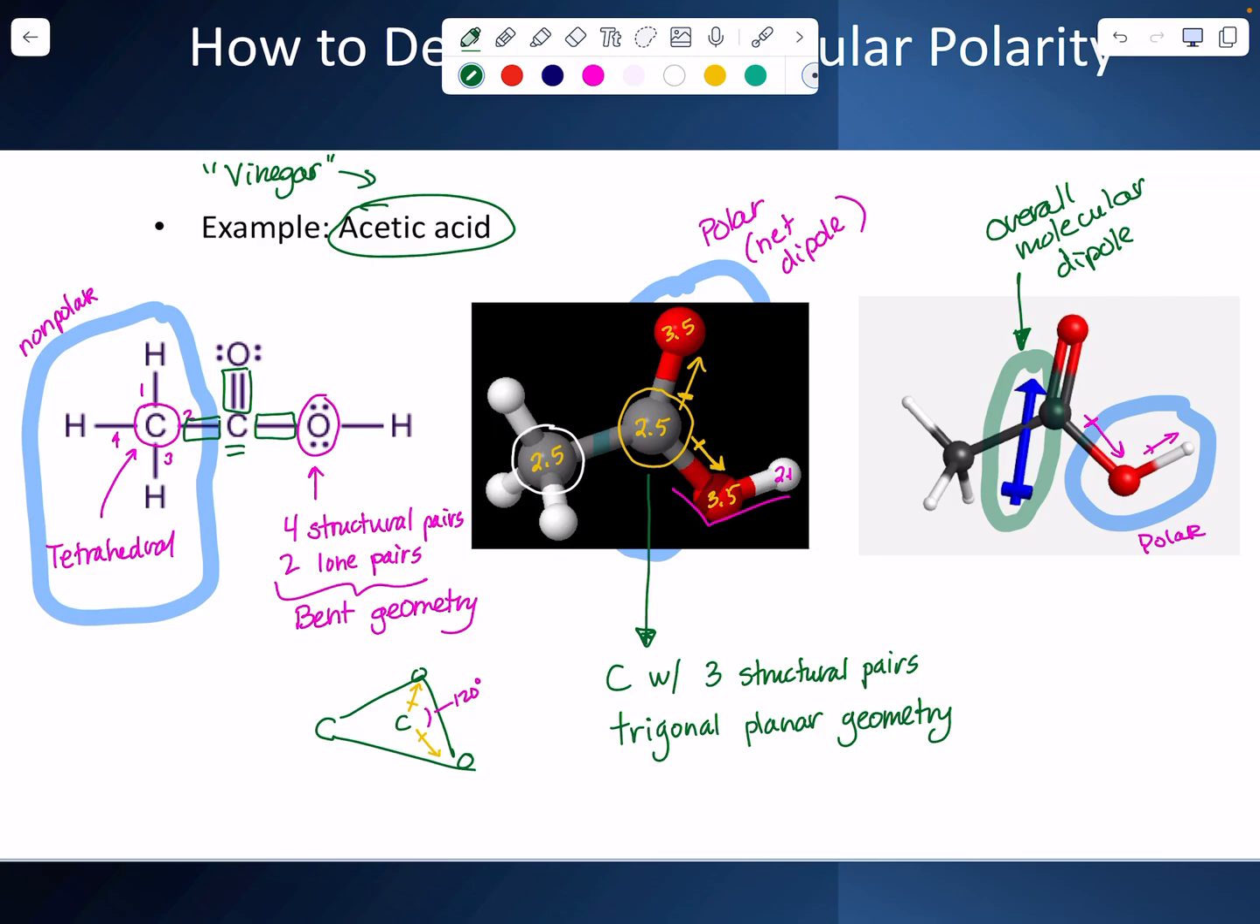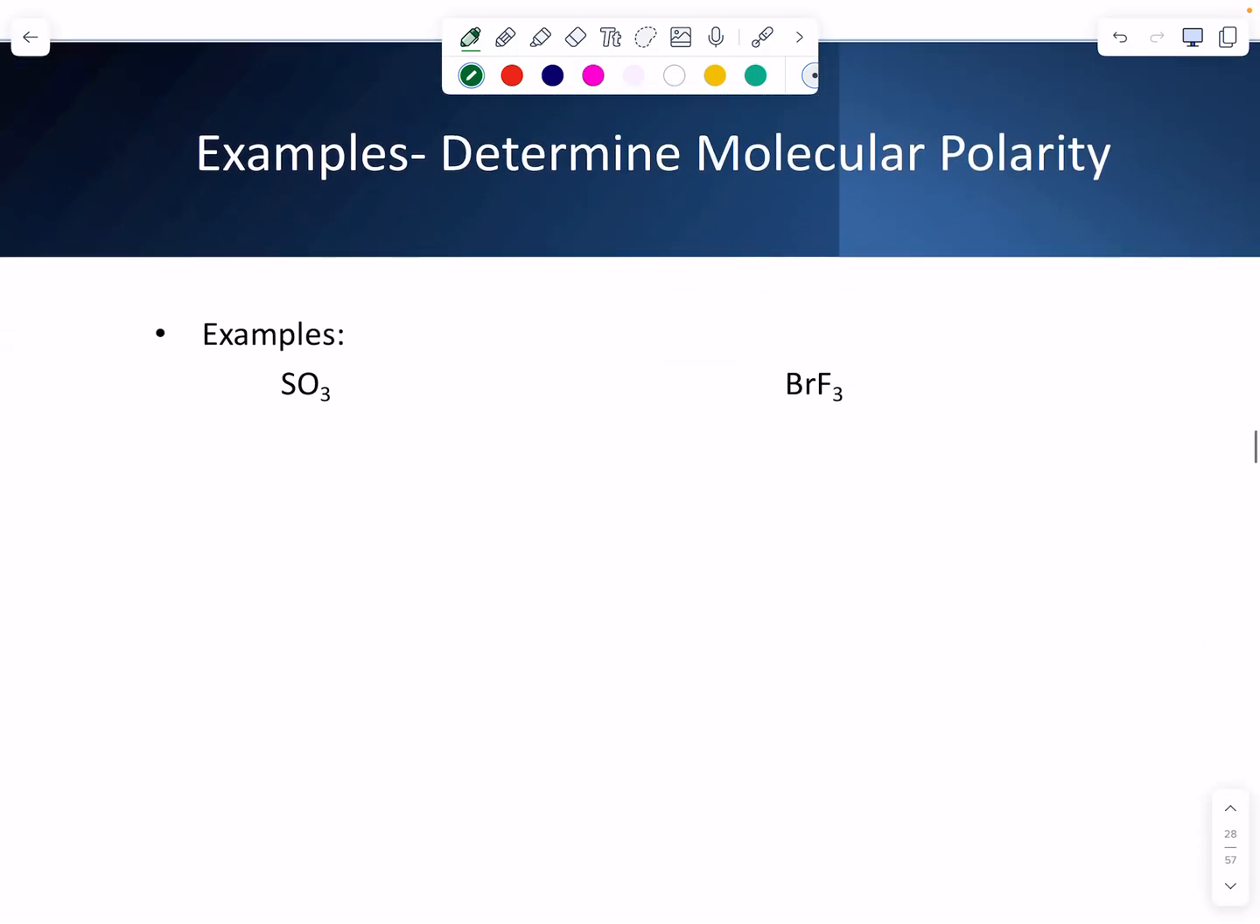All right, so these two examples, I want you to try on your own. I will record a separate little video that goes through the answer, and then next class, we're going to wrap up molecular polarity, and we will talk about the nature of chemical bonds, hybridization, and valence bond theory. All right, have a good Wednesday afternoon, folks.